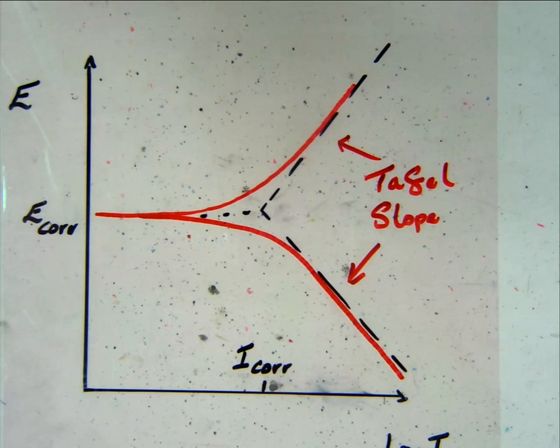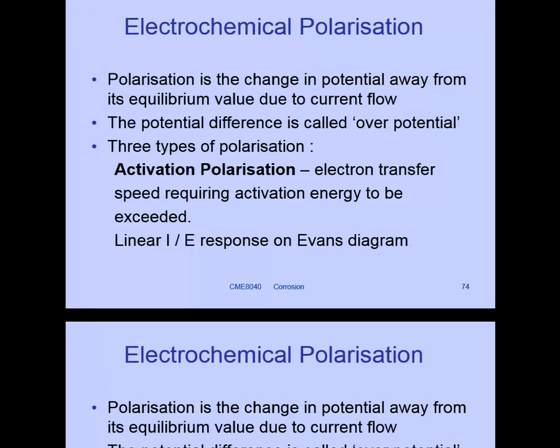The linear response without the presence of activation, without the presence of polarization, is what you get thermodynamically from what they call an Evans diagram. So we said we get things happening in the cell that cause polarization.